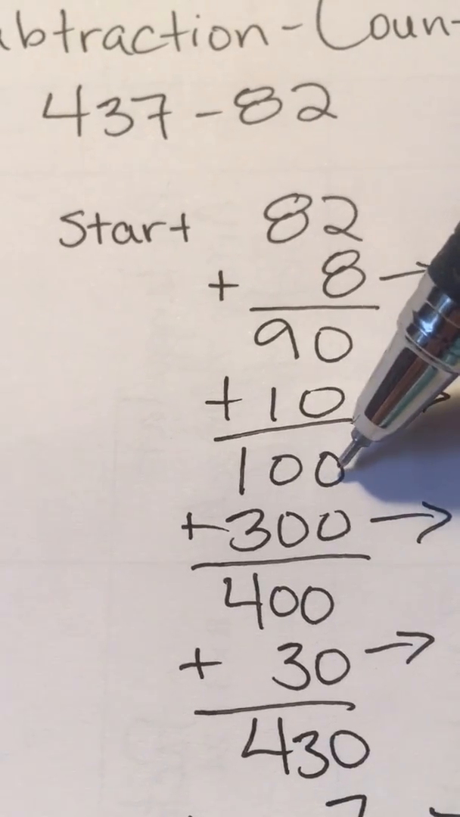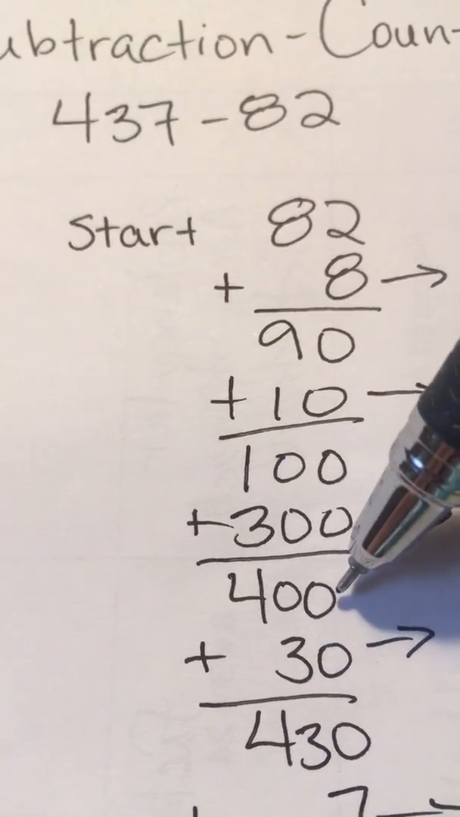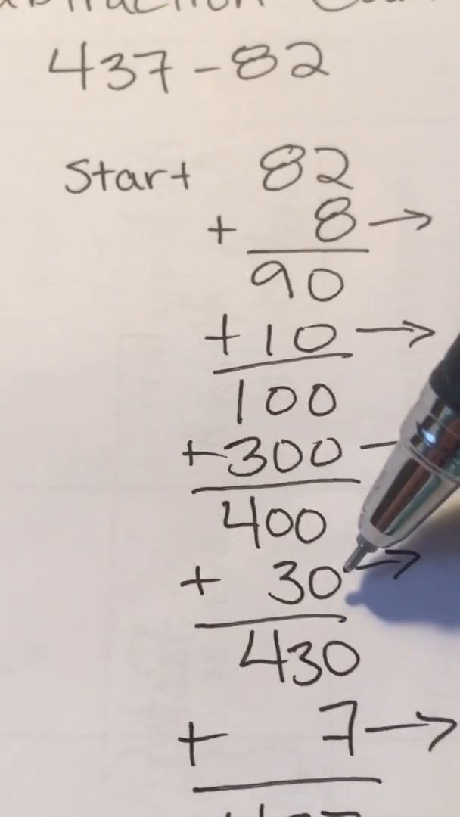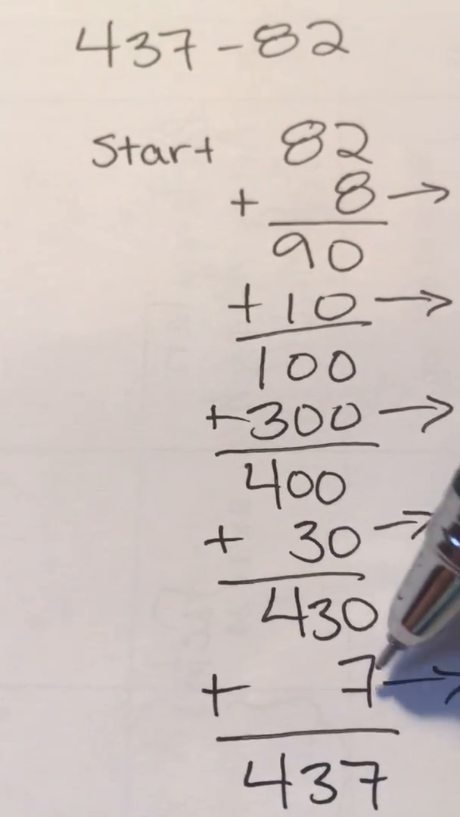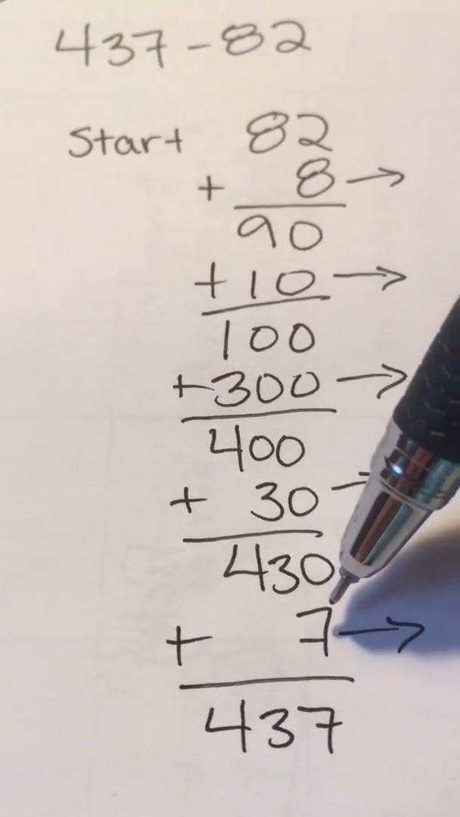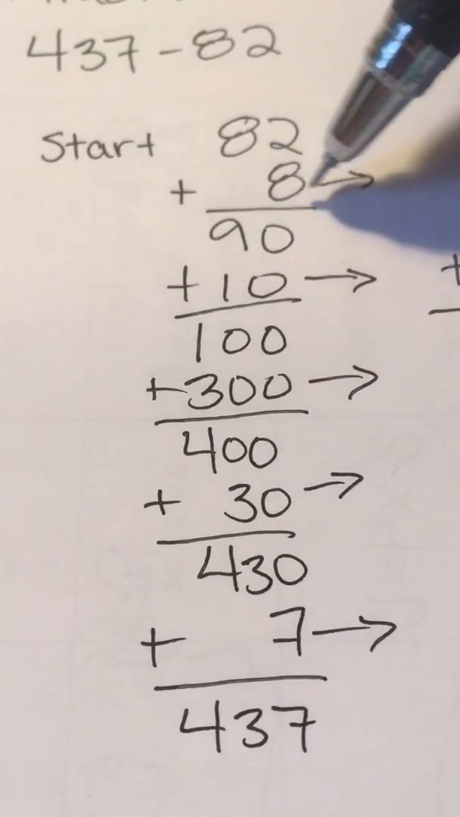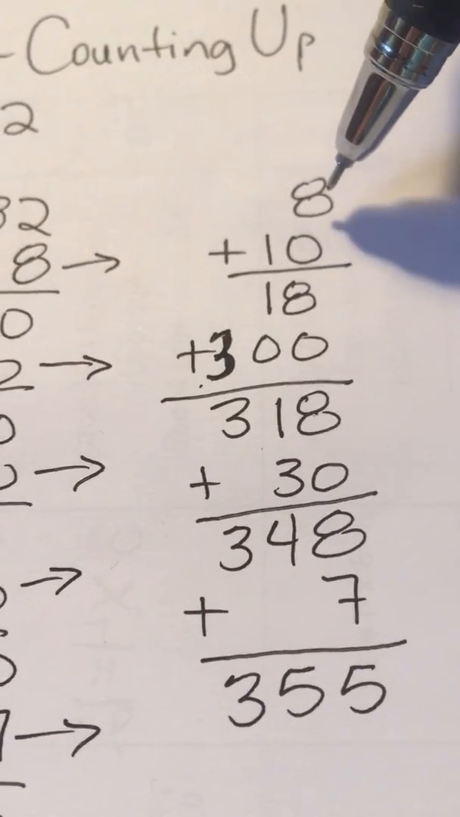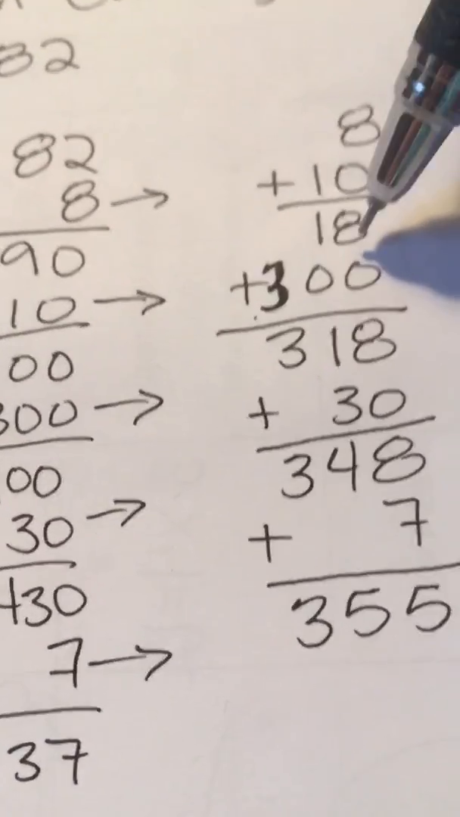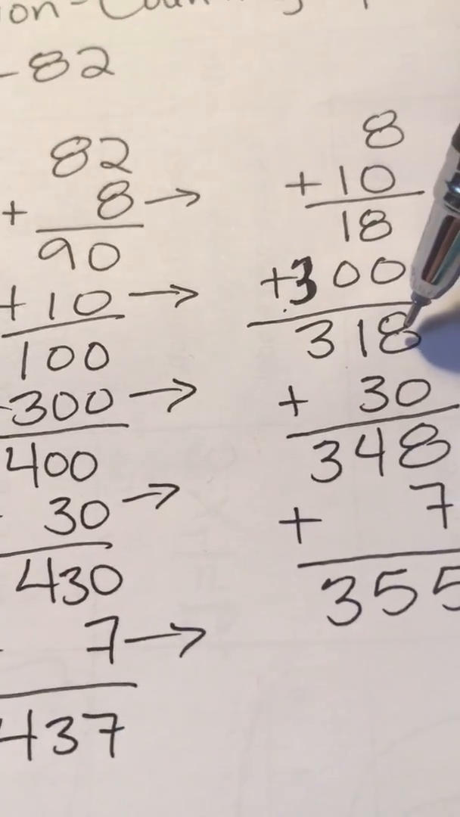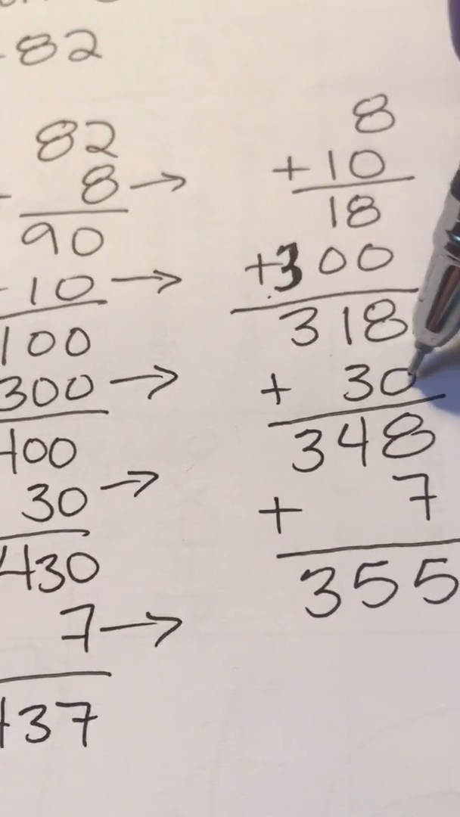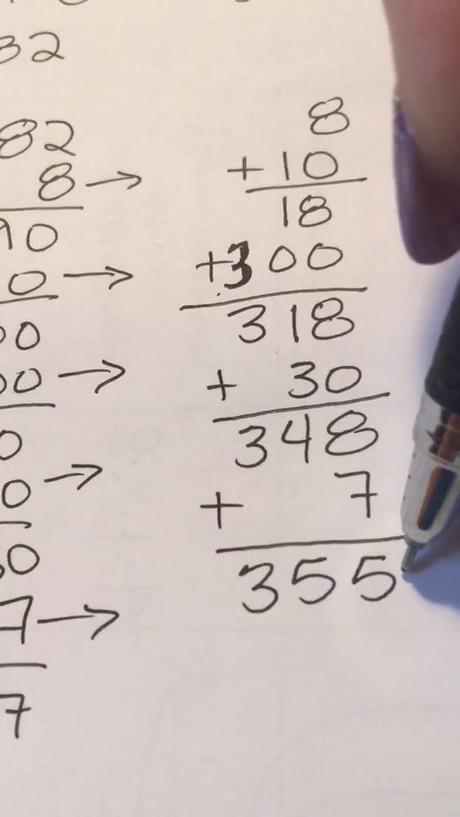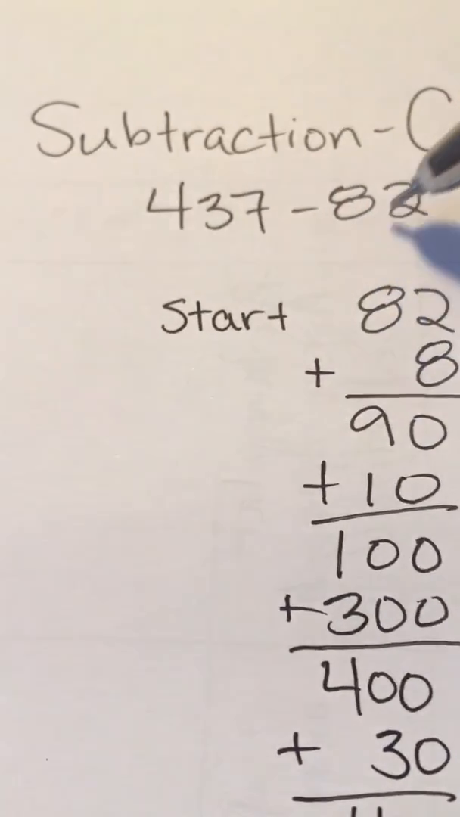So we know that we're going to need to add 300 to get to 400. Then you can add the 37. I've chosen to add the 30 and then the 7 just for doing it in your head's sake. So we're going to take all these numbers that we've added, bring them over, and put them together. So we have 8 and 10 is 18, plus 300 is 318, plus 30, plus 7, and that is going to give us the difference for this equation.